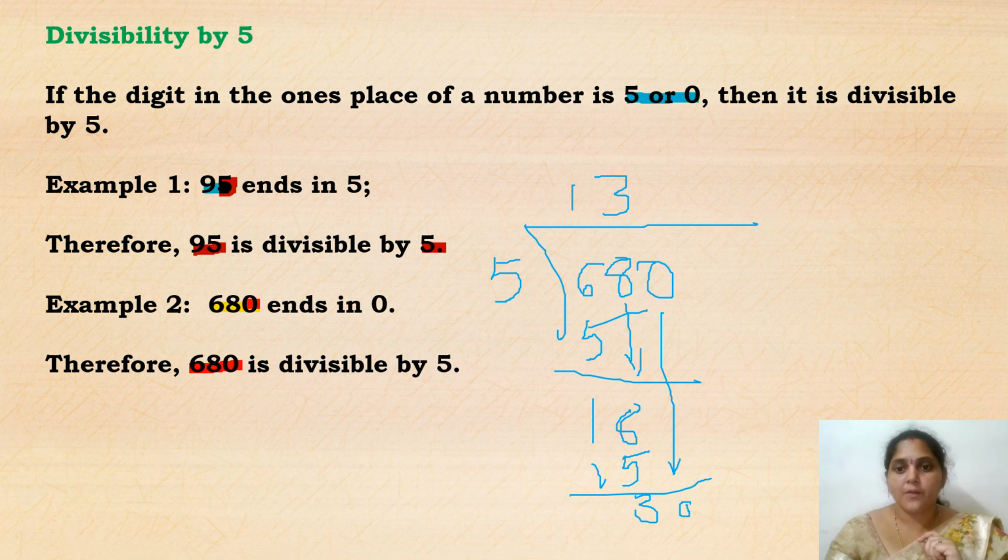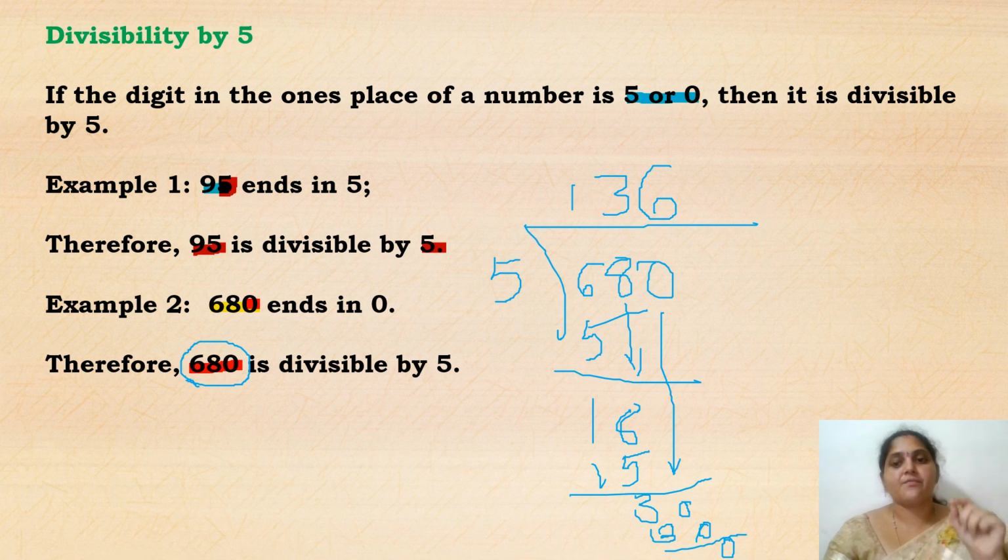So in the 5 table, 5 goes 6 times. 5 sixes are 30. Now what is my remainder here? My remainder is 0. So it is exactly dividing the number. So it is divided by the 5 table. 680 is divisible by 5. Division with the 5 table, remember, always 5 or 0 should be in the ones place. Then only we will consider that the given number is divisible by 5.